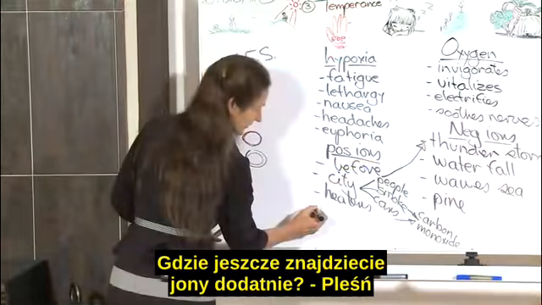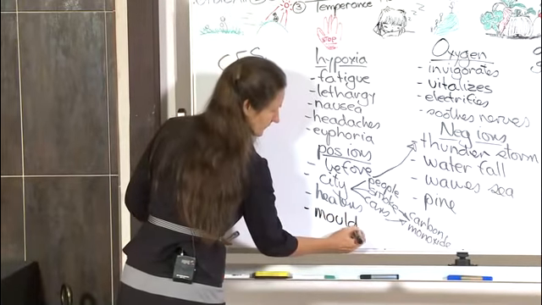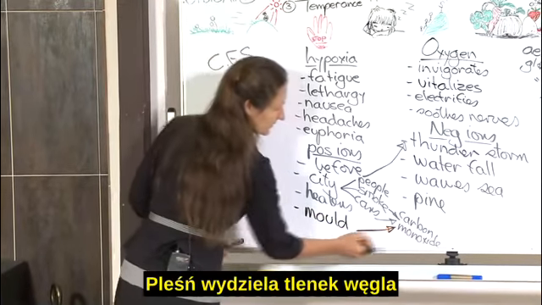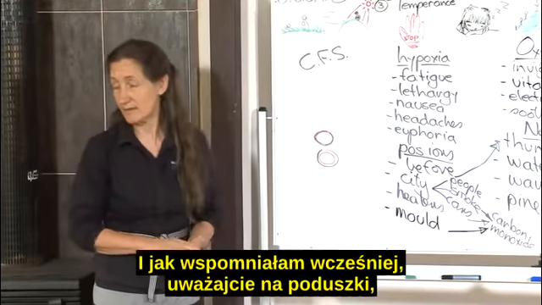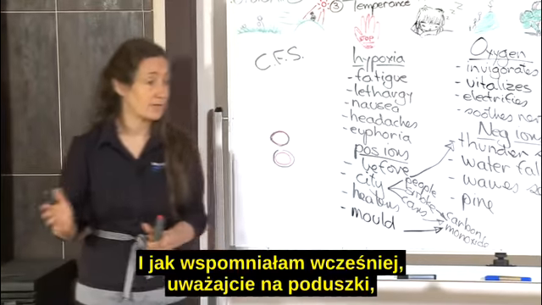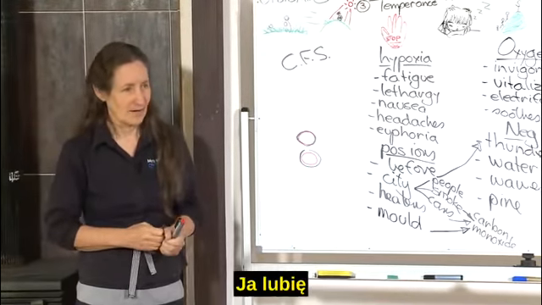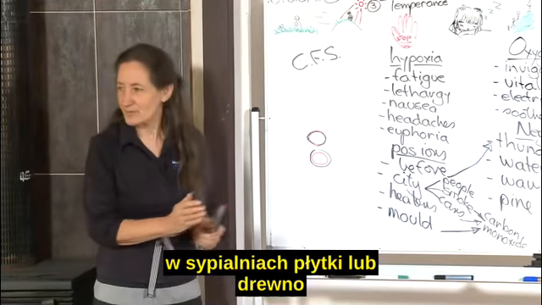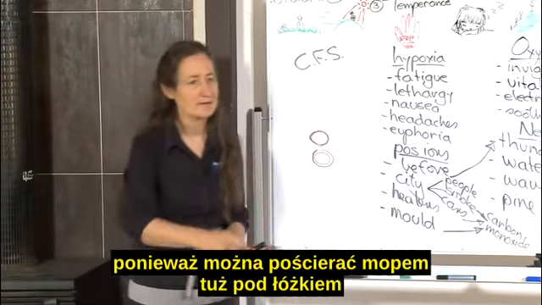Where else you'll find positive ions is mould. Mould gives off carbon monoxide. We spend a third of our life in bed. And I mentioned earlier, so be careful of the pillows you have. Be careful of your quilts, your mattresses. In bedrooms, I like either tile or wood because you can get the mop in right under the bed.